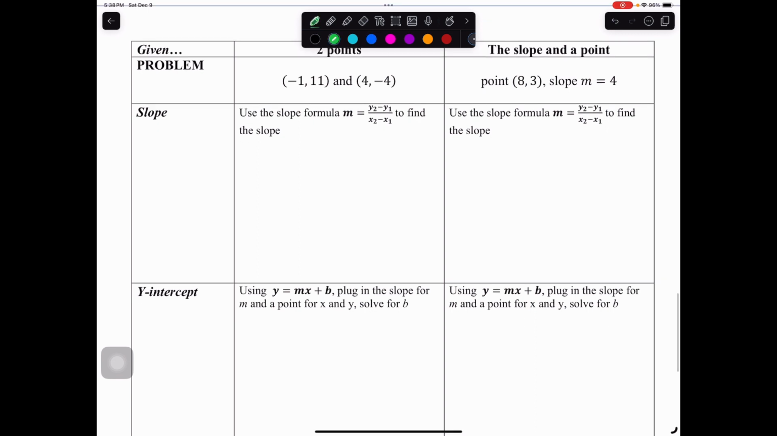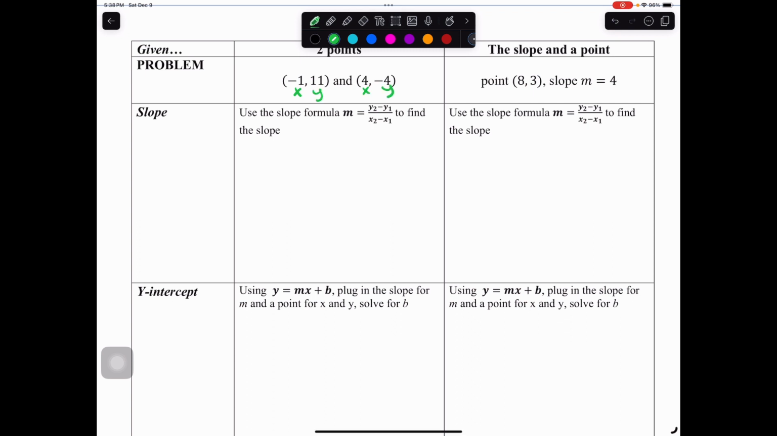I still have to find the same 2 things I've always had to find, the slope and the y-intercept. So if I'm given 2 coordinates, you're going to use the slope formula to find the slope. So the formula is already written there for us. We're going to go up and label our points. In our coordinate, we have x first and y second, always.